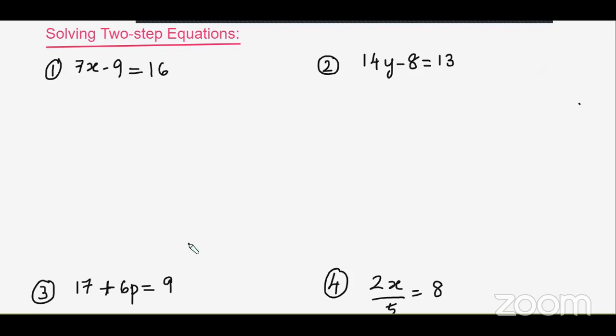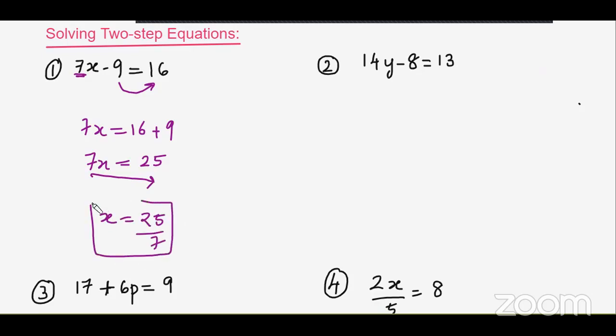Now it depends which operation will be taken care of as the first step. So here in the first step, as you can see, 7 is multiplied to x and 9 is subtracted. So which is the easier number to shift? It's the 9. So first you shift the 9. So it becomes 7x equal to 16 plus 9. So 7x is equal to 25. Now 7 has to be shifted. 7 is multiplied, so it goes to the other side, it's divided. So x is equals to 25 minus 7.